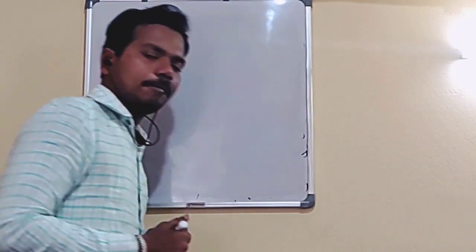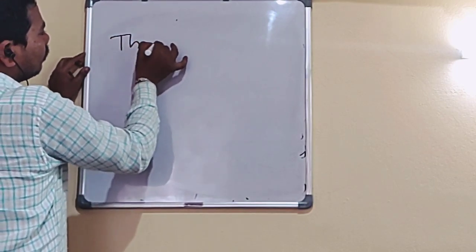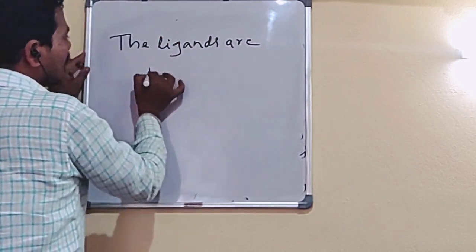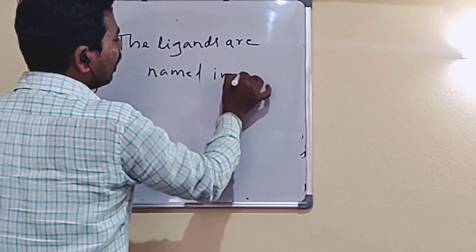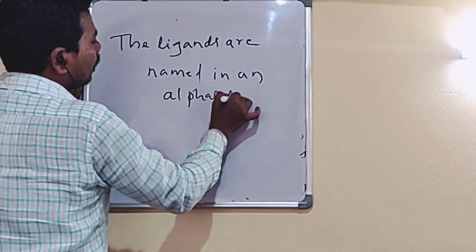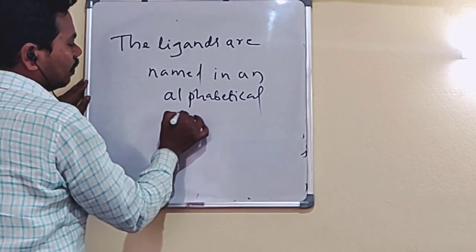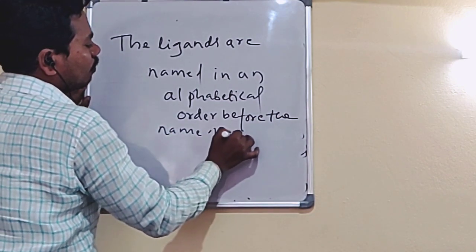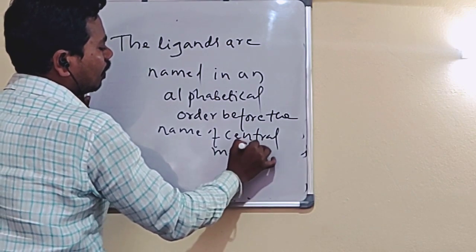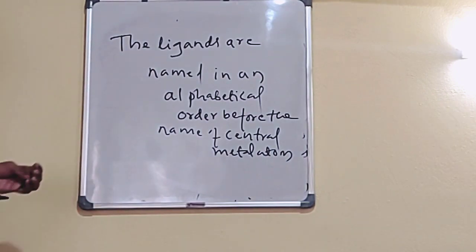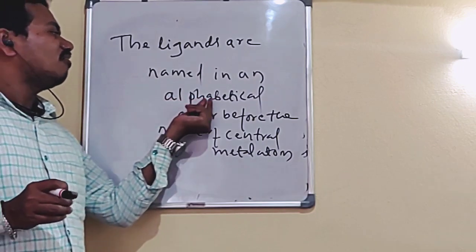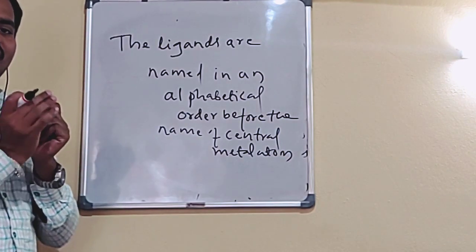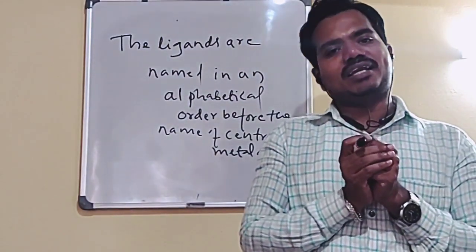Next one. The ligands are named in alphabetical order before the name of the central metal atom. Right. So here the ligands are named in an alphabetical order before the name of the central metal atom or ion.